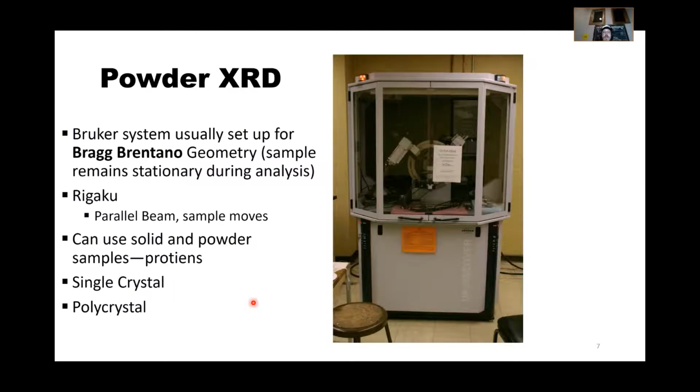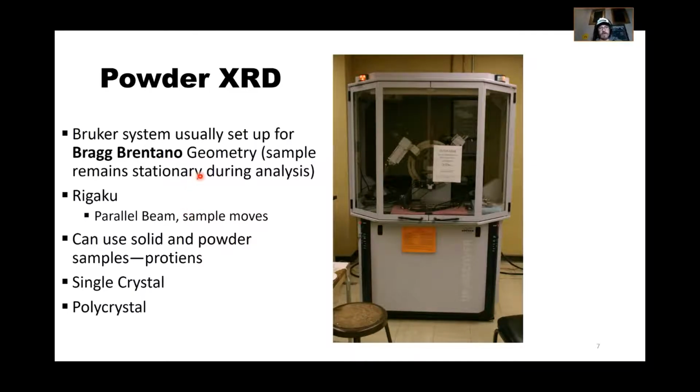Powder X-ray diffraction. So I talked about different geometries of XRD instrumentation. This is a Bruker D8 Discover. It's the unit we have in metallurgy. We also have a Rigaku. This Bruker system is usually set up for what's called Bragg-Brentano geometry, and the sample remains stationary during analysis. Parallel beam is what the Rigaku is set up as, and the sample moves during the analysis.